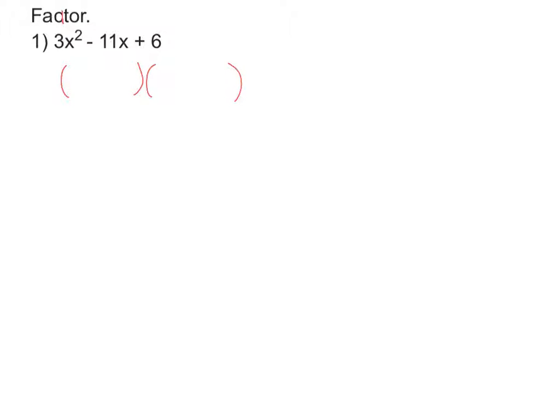And our firsts in the FOIL process will multiply to make 3x squared. Things that multiply to make 3 are 1 and 3. Things that multiply to make x squared are x and x. So those, being the only options, must be what goes into the firsts for our parentheses to undo FOIL. Our lasts, to get the constant 6, must multiply to make a 6. So we have options like 1 and 6 or 2 and 3.